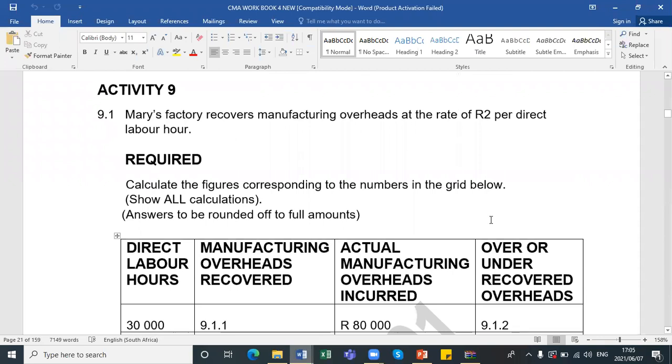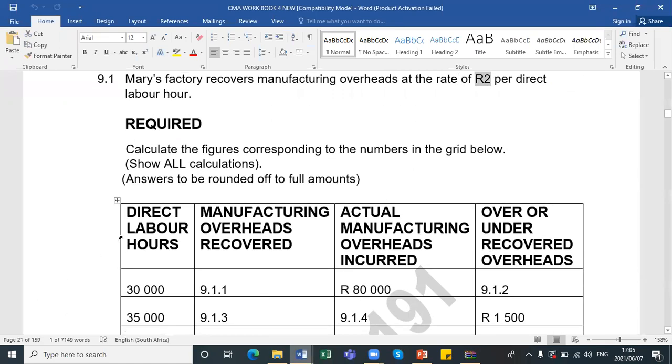Now, I'm going to use activity 9 from your workbook for module 4. It says Mary's factory recovers overheads at the rate of 2 rand. Now, the moment they say recover overheads, then this is called your predetermined rate. And they use direct labor as the base to calculate the predetermined rate. It says they calculate the figures corresponding to the grid below. Now, here's your actual labor hours. Overheads recovered. This is another word for applied overheads. Here's the column on the actual overheads, and here's the column on the over or under applied.